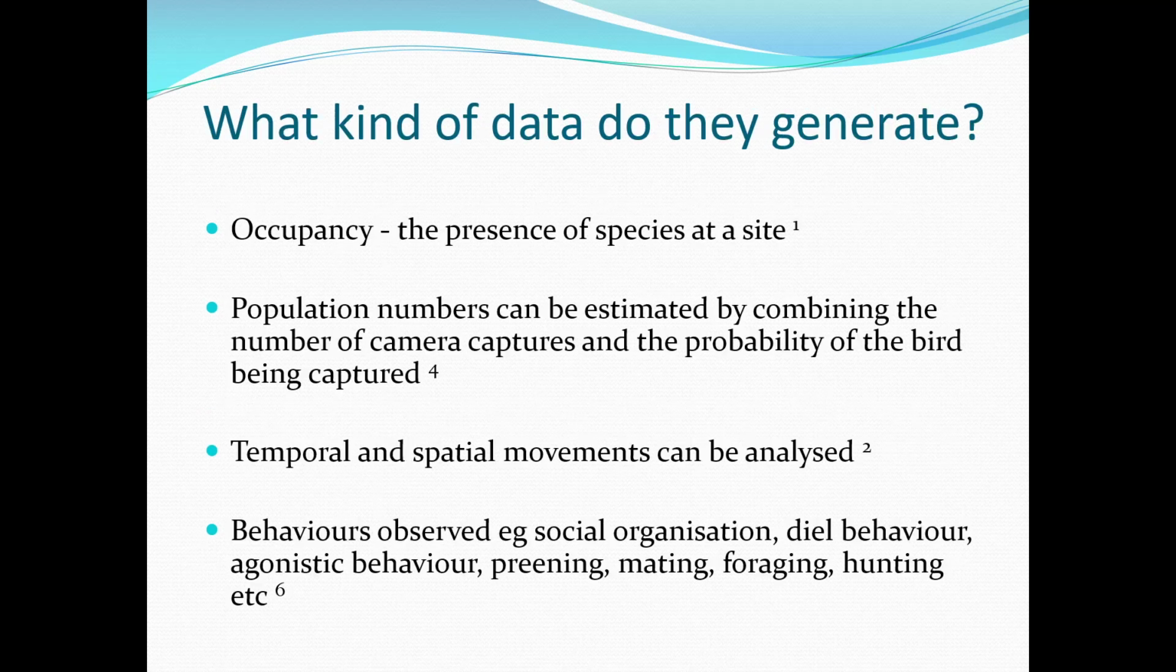So what kind of data do they generate? Well, there's a mixture of quantitative and qualitative data. The simplest thing that you're going to get quantitatively is the occupancy or the presence of a species at a site. And from this, population numbers can be estimated by combining the number of camera captures with the probability of the bird being captured.